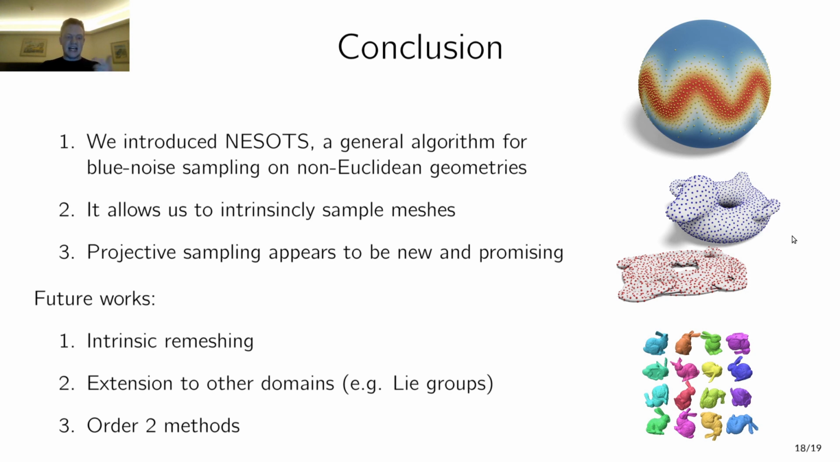Okay, and as future work, we might use our sampling on meshes and the simple structure of the sphere and the hyperbolic plane to intrinsically remesh some surfaces. And of course, one very exciting direction would be to continue this extension to other domains, like Lie groups, etc., which could be really interesting. And finally, we could replace our simple gradient descent by other methods, which would use some kind of Hessian, etc., to speed up the sampling.